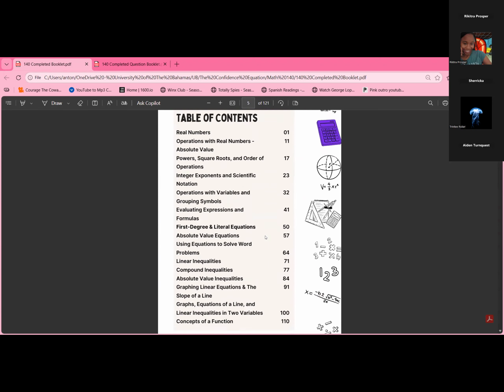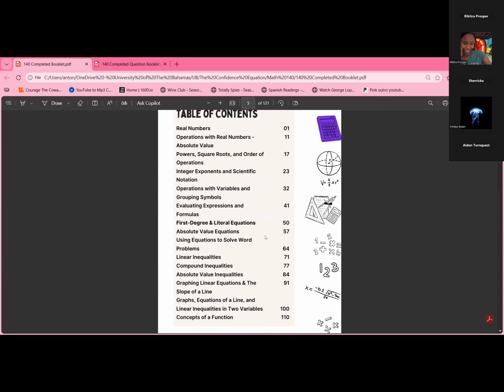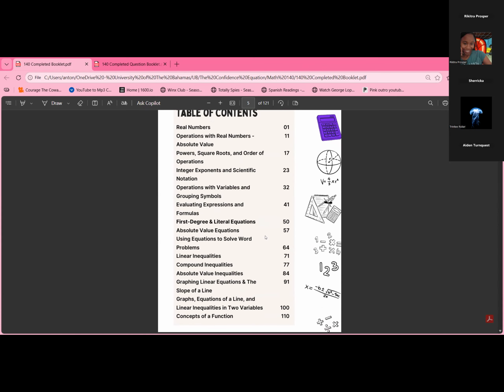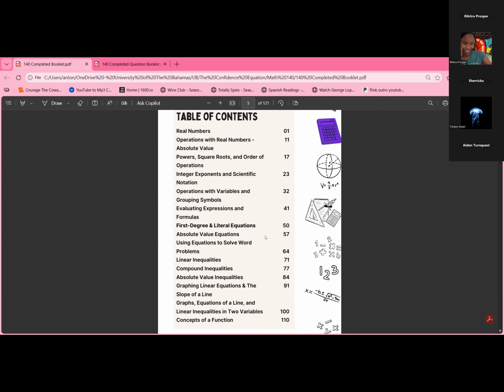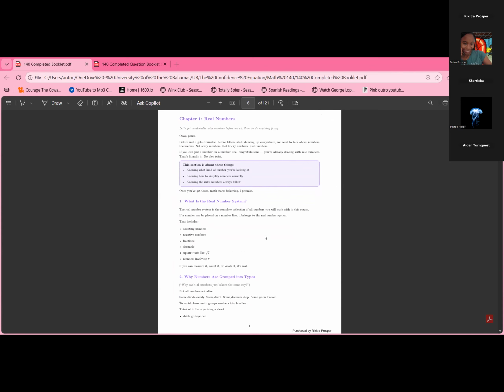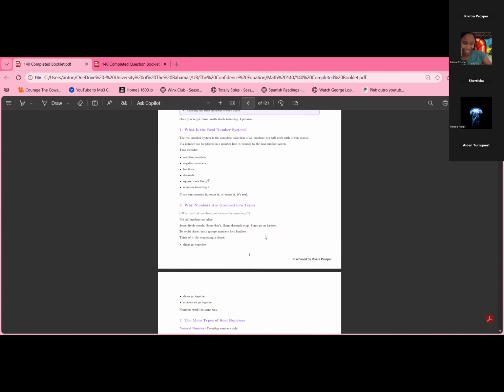So inside this book, we have a table of contents and all of the topics that will be available that will be on your test one, right? So from real numbers up until the concepts of functions. So all this would be on your test one. This booklet is to help you prepare for your test one. So we have the notes that I used from my own personal notes from when I took the course.